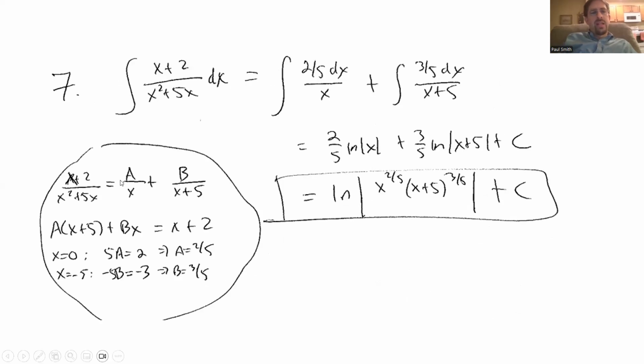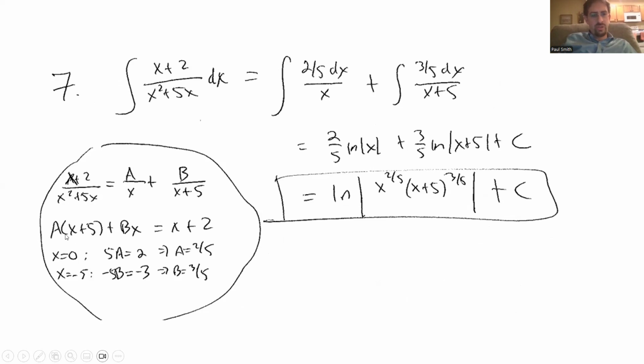Number 7, the integral of x plus 2 over x squared plus 5x dx. In this case, we need to do partial fractions because we see that we can factor our denominator. And so we're going to break this up into two fractions, a over x plus b over x plus 5. And we need to figure out what a and b are. So using our giraffe math, and combining this, we get a times x plus 5 plus bx has to equal that numerator of x plus 2.